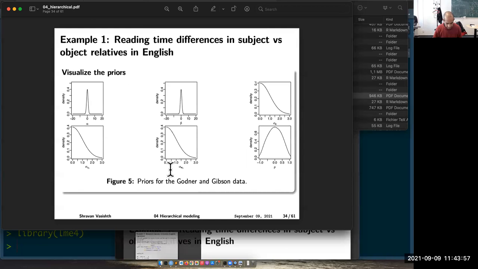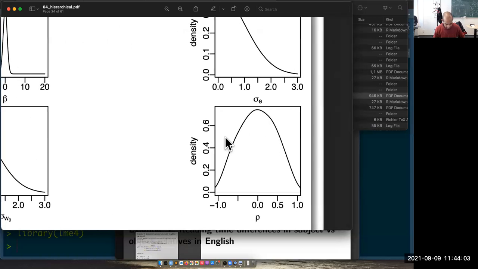Intuitively, what I really want is a correlation that looks like this. Can you see this? Let me make this a little bit bigger. This is the rho parameter. I want a prior on the correlation that is regularized. What that means is that this prior should have the property that +1 and -1 are very heavily downweighted, and the intermediate values should have a higher value.